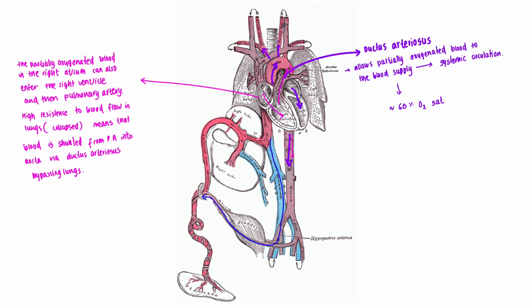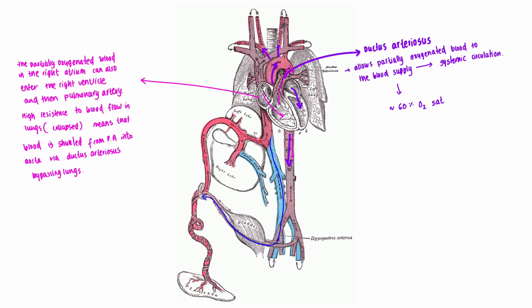Once the oxygenated blood reaches the left atrium, it flows through the left ventricle into the coronary arteries and the aorta. The aorta branches to supply the brain with the most oxygenated blood. A shunt from the pulmonary artery, called the ductus arteriosus, allows partially oxygenated blood to combine with systemic blood, which then circulates with an estimated oxygen saturation of 60%.